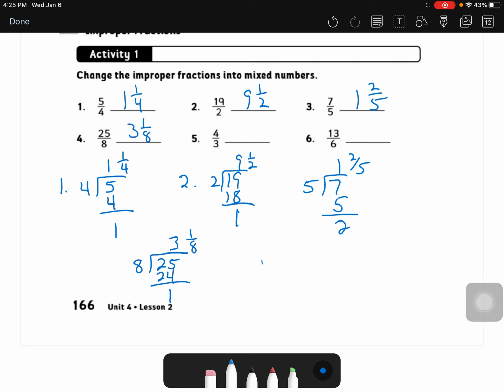On number 5, we've got 4 divided by 3. 3 goes into 4 just the one time. 3 times 1 is 3, and subtract, that's a remainder of 1, so that's 1 and 1/3.